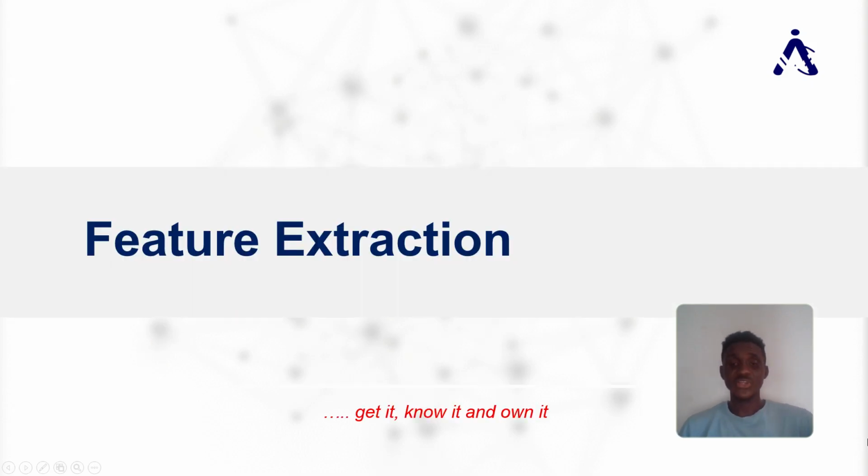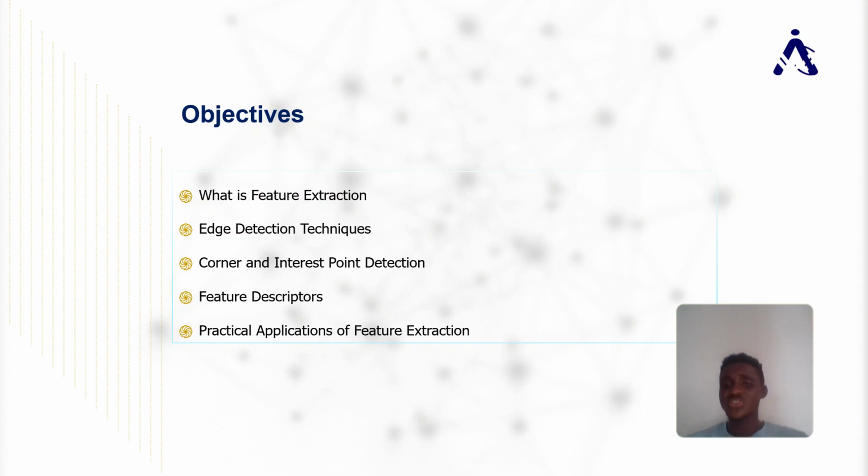So, feature extraction. What is feature extraction? It is part of the objectives we are looking at today. We look at object detection techniques. We look at corner and interest point detection. We look at feature descriptors. We look at practical applications of feature extraction, where we will also write code. At each section, from edge detection techniques, corner and interest point detection, and feature descriptors to practical application, we'll keep giving you code that depicts each section.